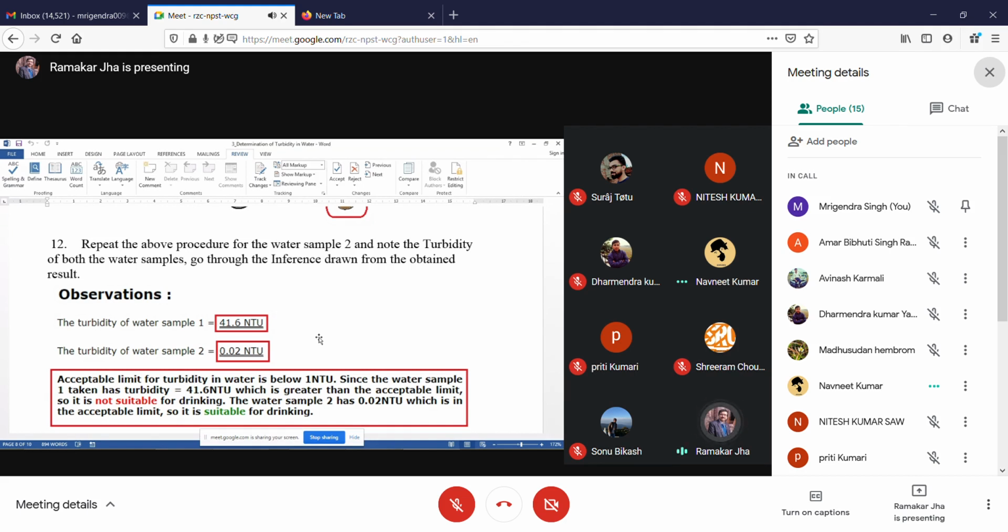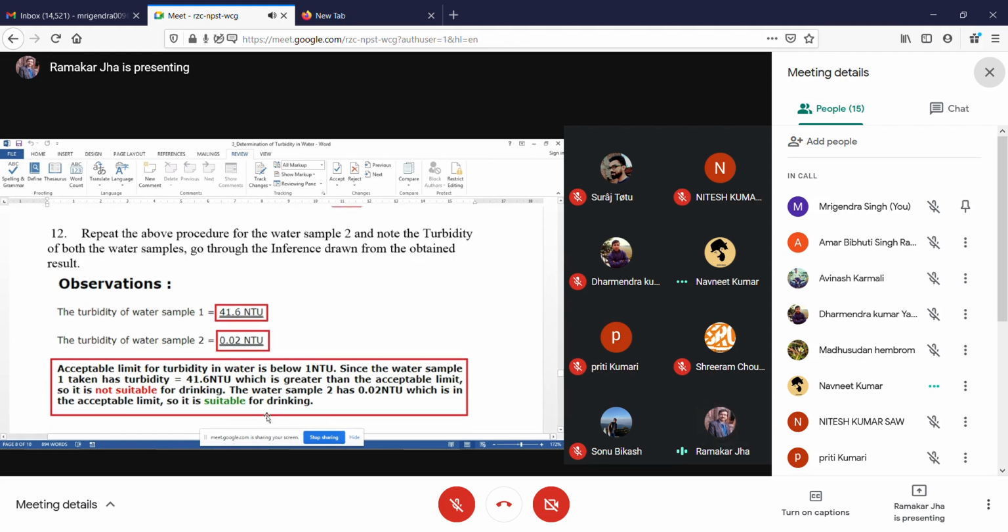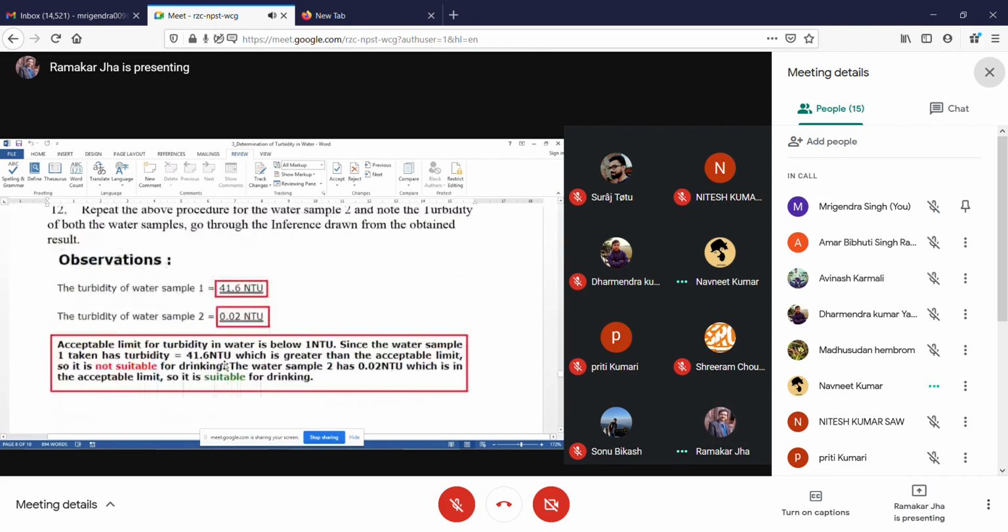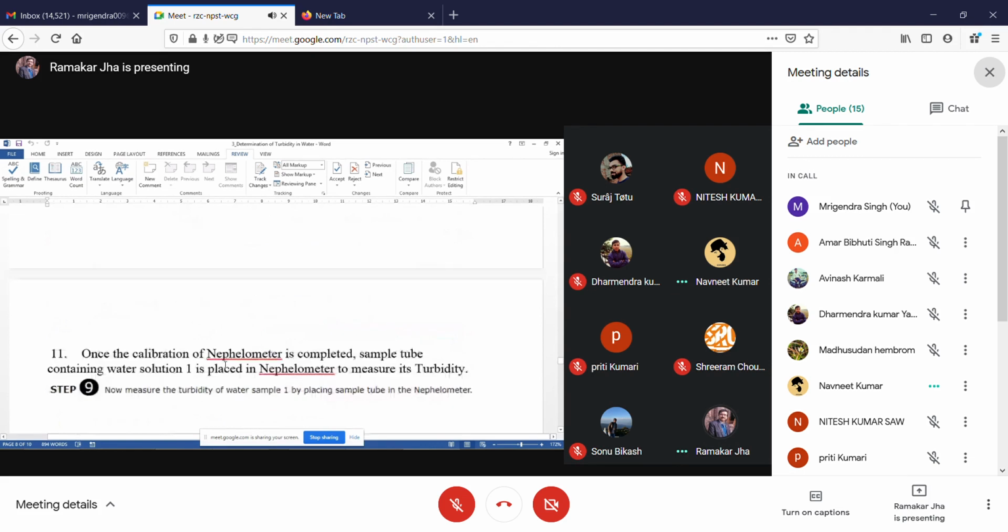Now the acceptable limit of turbidity in water is below 1 NTU. Since water sample 1 has turbidity 41.6, which is greater than the acceptable limit, it is not suitable for drinking. Water sample 2 has 0.02 NTU, which is within the acceptable limit, so it is suitable for drinking. So we take two water samples and we observe that one is suitable and one is not suitable.